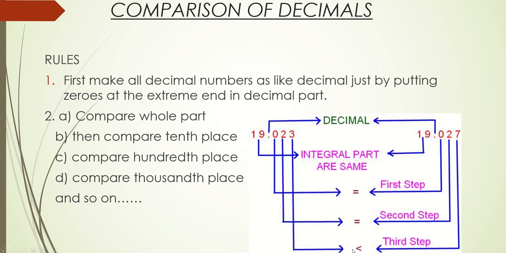So what are the rules? First you have to compare whole parts, then start comparing decimal parts. Start from 10th place. First compare 10th place, then 100th place. If you are not getting any conclusion, again compare 100th place, 1000th place, and so on. I hope you understood this part, how to compare decimals.